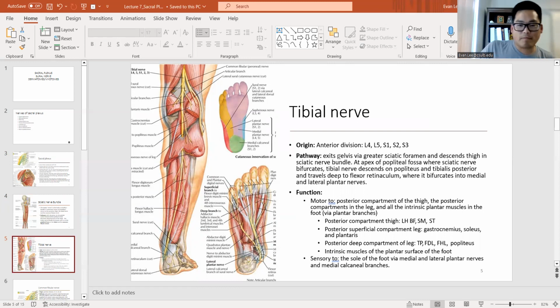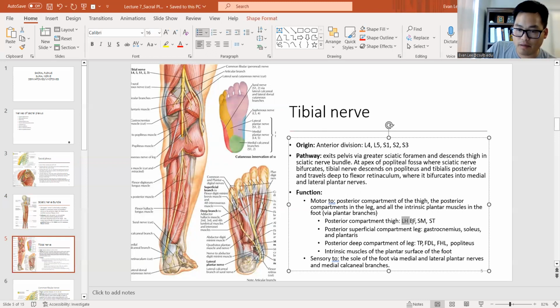So we haven't learned the leg muscles quite yet, but here you can see the posterior compartment of the thigh, which includes the long-headed biceps femoris. You have the semimembranosus and semitendinosus. So tibial nerve innervating most of the posterior compartment, barring the short head of the biceps femoris. Now, as we'll see, it's going to go down into the leg as well. So don't worry about these quite yet.